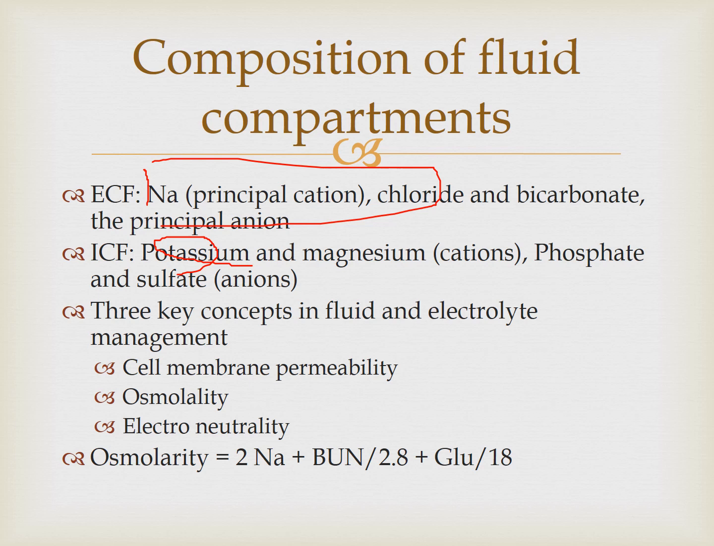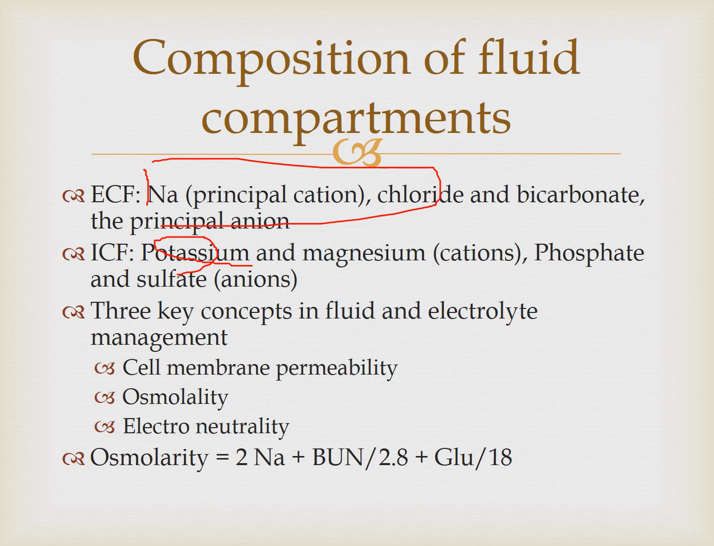So three key concepts that you have to know. It's basically cell membrane permeability, so you have to know water passes freely. You have to know osmolality, which is a property of particles in a solution. NaCl dissociates to two osmotically active ions: one is Na and one is chloride.